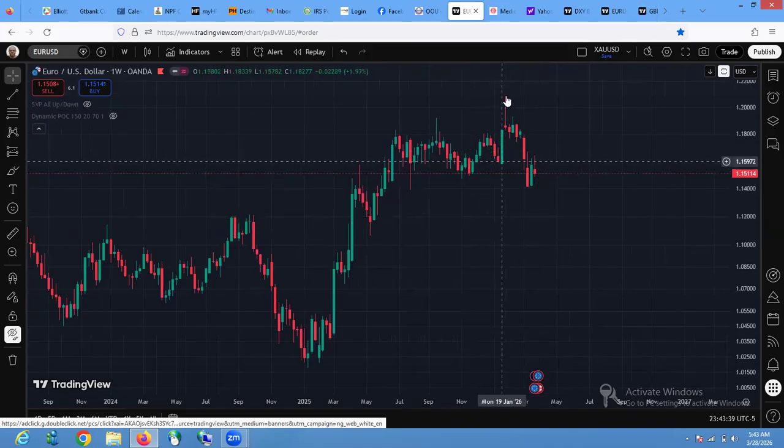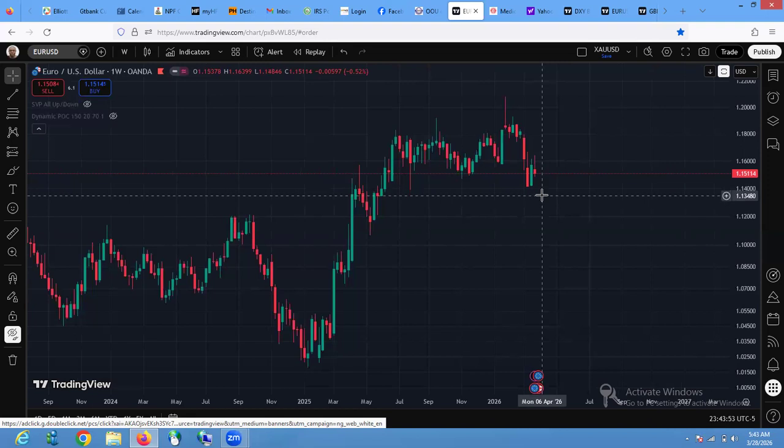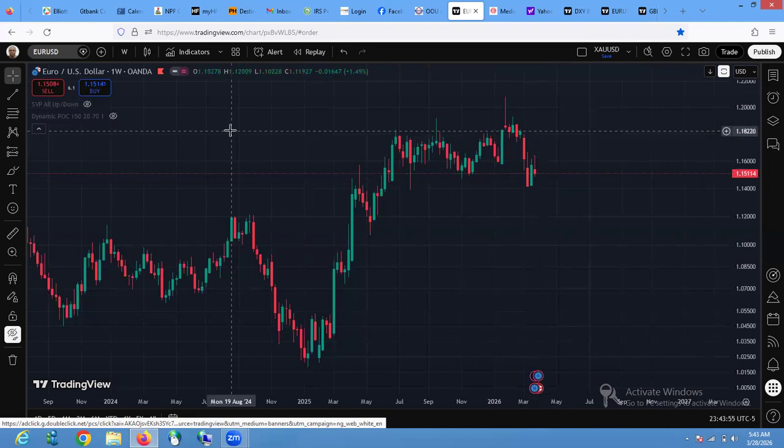Now, in this case, we have 1, 2, 1, 2, 3, 4, fourth wave. And this, of course, is expected to break the bottom. It may break the bottom and come to this area, depending on what we are seeing here.